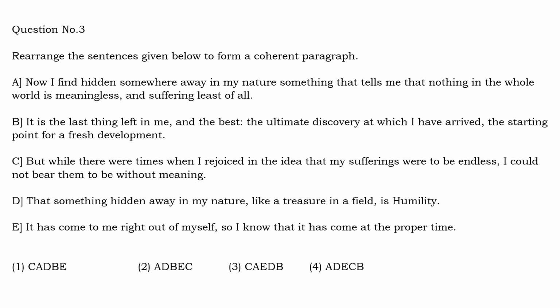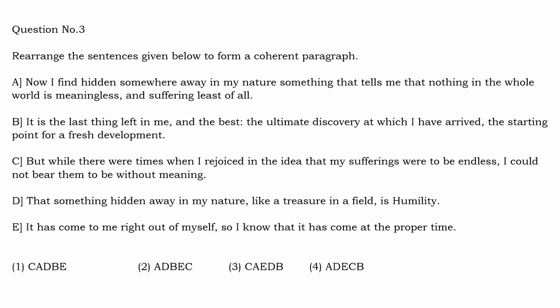So this is a philosophical passage. It is talking about the author having a lot of suffering, and he accepts that his suffering is endless and meaningless. But then he realizes that no, it is not meaningless. Nothing in the universe is meaningless, everything has meaning, and suffering also has meaning. And how that realization happened, what made him realize that, and the subsequent things are talked about in the passage.